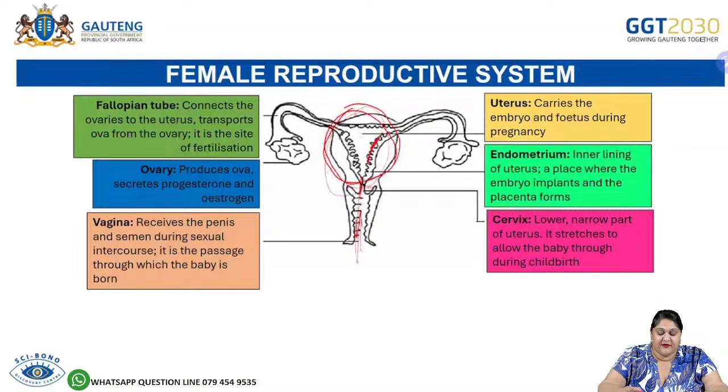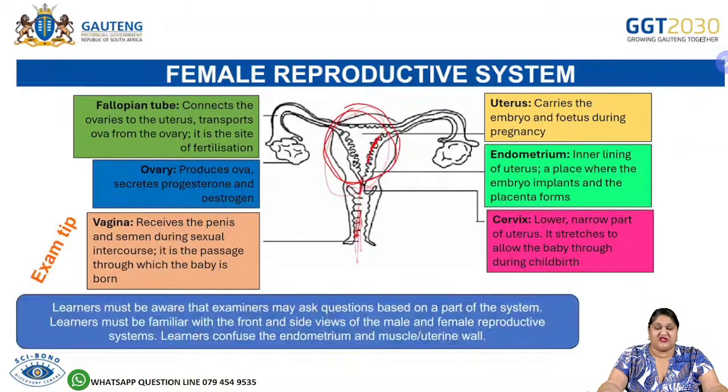Okay, and then we spoke about the ovaries. Yes, we have the ovaries here. They're going to produce the ova. They're going to secrete progesterone and estrogen, which are hormones. Okay, both of those are hormones, and they're going to cause certain things to happen in the body. And then we spoke about the fallopian tube, which connects the ovary and the uterus. It's the site of fertilization, and it's going to be transporting the ova from the ovary. Okay.